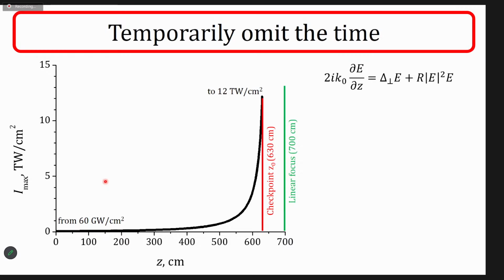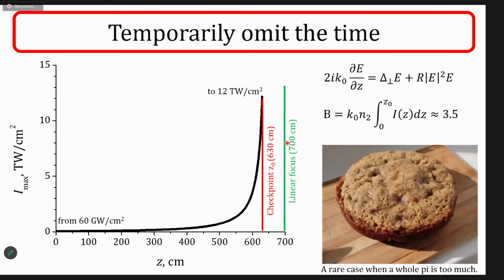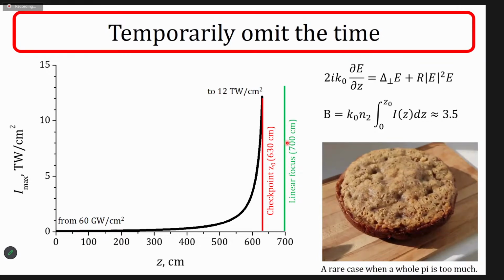We'll find out that as we go from 0 to about 9/10 of the focus, we will raise the intensity up to 12 terawatts per square centimeter. That's certainly the point where the plasma is negligible, and this gives us a chance, but the beta integral is not small, it's about pi, and the pi is too much to neglect.